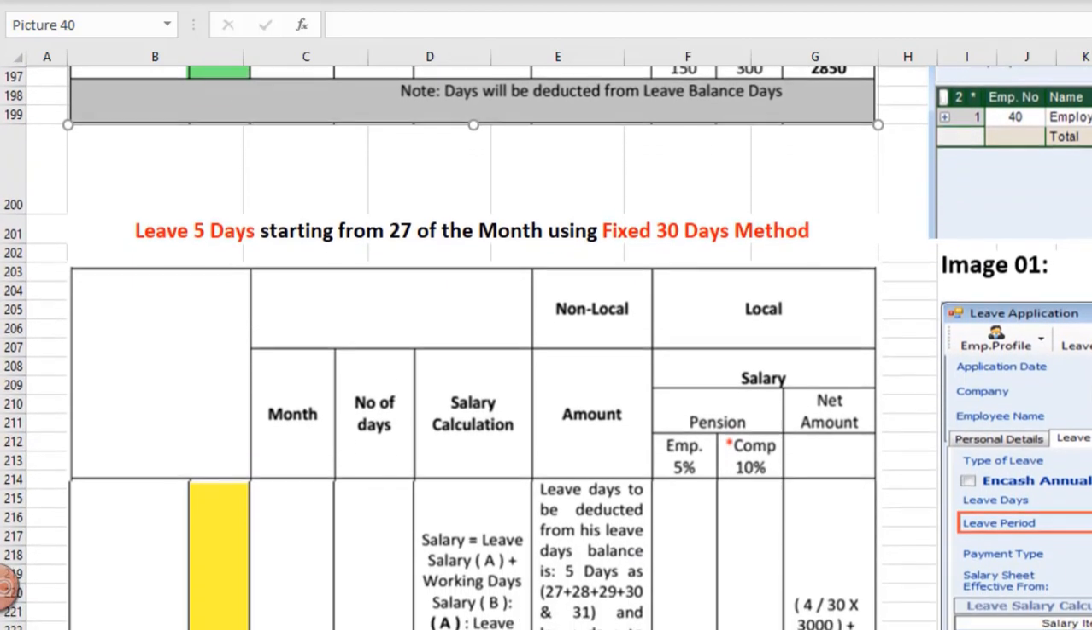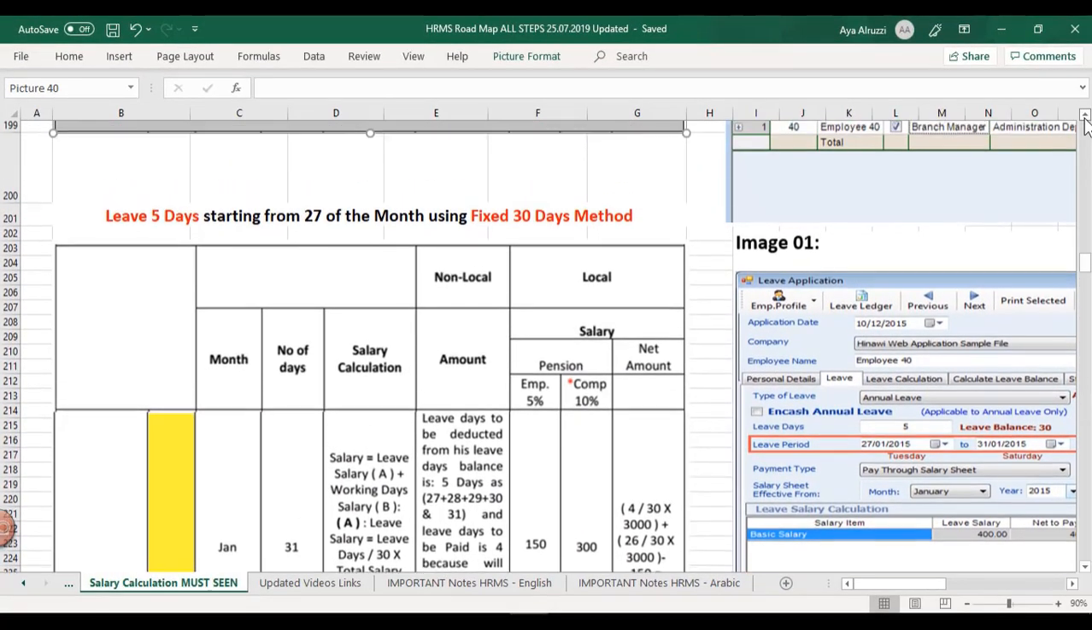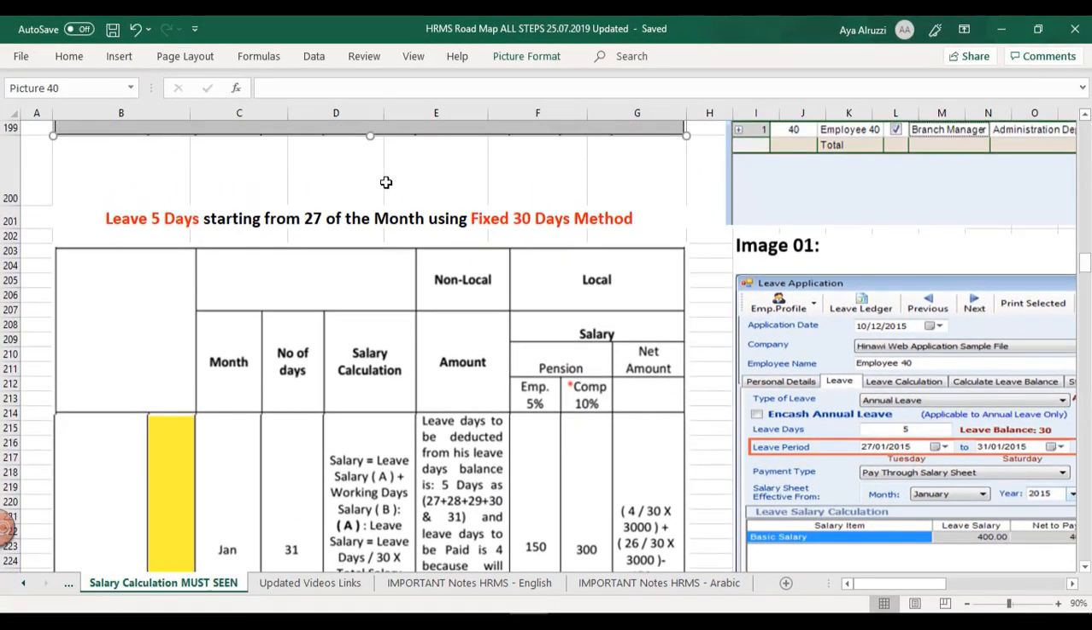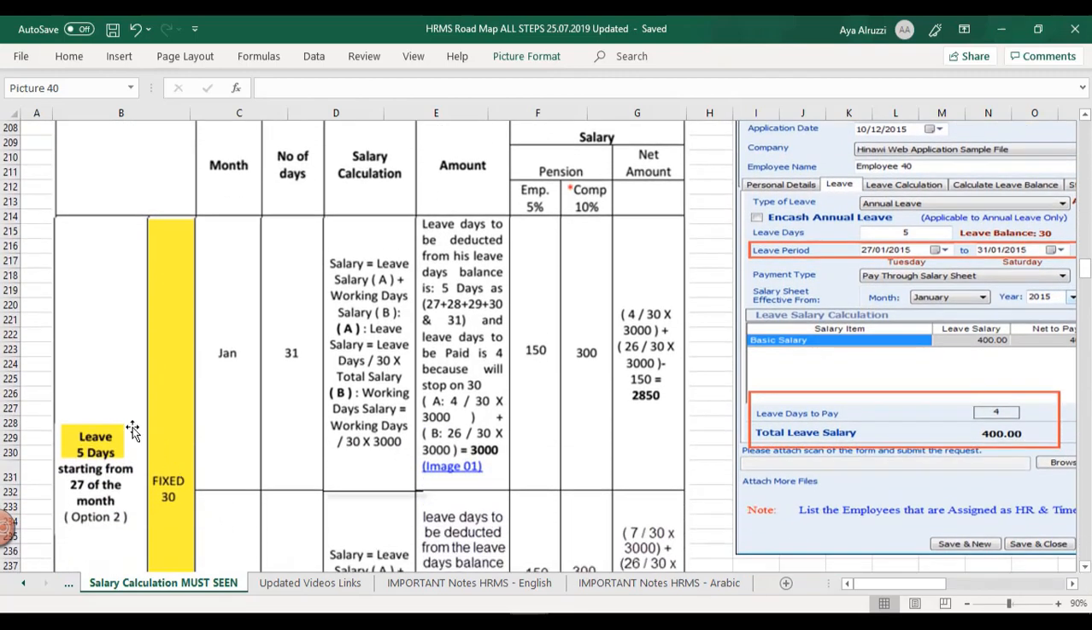We will see here how the leave is calculated if it was, for example, 5 days of leave. We will see this in the table, and then we will apply this as an image, like we will see the screenshot of it. So here, let's say that there were 5 days of leave starting from the 27th of the month based on fixed 30 days.